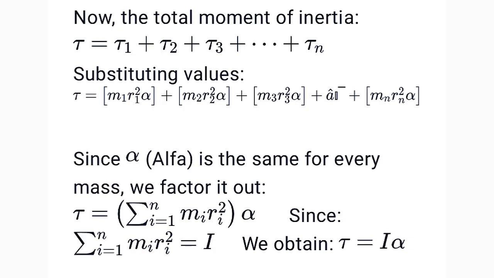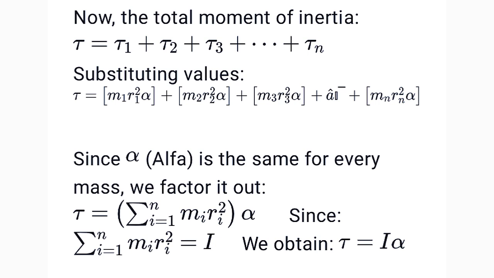Now total moment of inertia. Total torque equals torque 1 plus torque 2 plus torque 3 and so on plus torque n. By putting values, torque equals m1 r1² alpha plus m2 r2² alpha plus m3 r3² alpha and so on plus mn rn² alpha. It is equation 4, as alpha is the same for every mass.